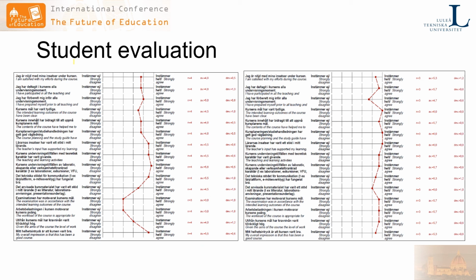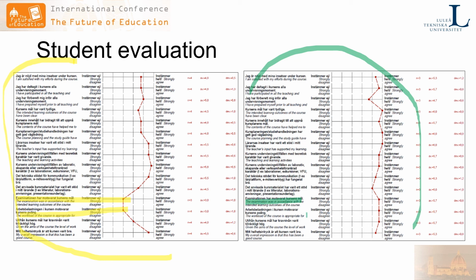The student evaluation was very positive. Here on the left you see the one of the previous year, 2020. In general, we can see here that the students did not really agree that the examination was in accordance with what we taught, and that the workload was appropriate to the course. However, for the new course, we have a way better score in general. This time the examination was in accordance with intended learning outcomes, and the workload was appropriate for the course.